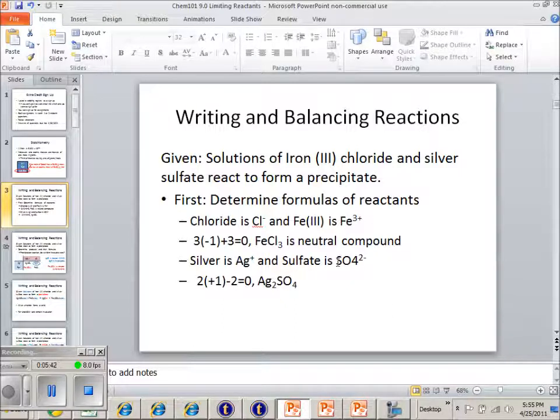Sulfate is SO4 2-. You can look this up in the book as well. Those are the two ions that we're dealing with. So it takes two +1 charges to balance the -2 charge to make it overall charge neutral, or a 0 charge overall. That means Ag2SO4 is the formula for silver sulfate. Does that make sense, or does anybody have any questions about how I did that?